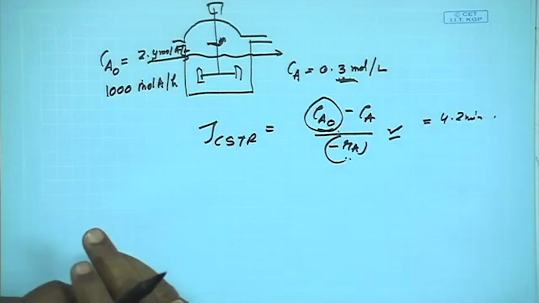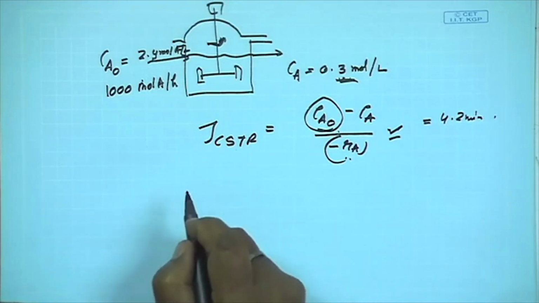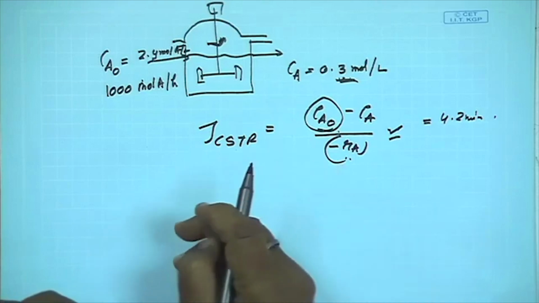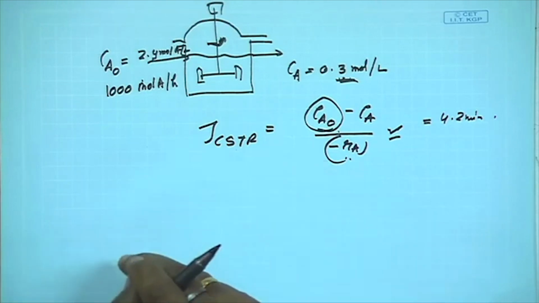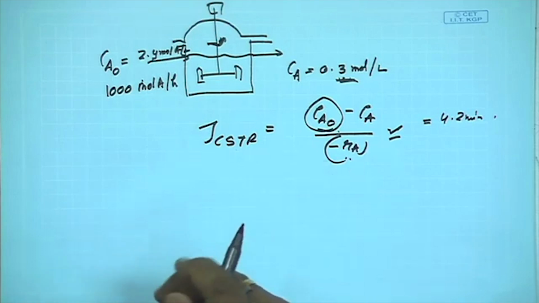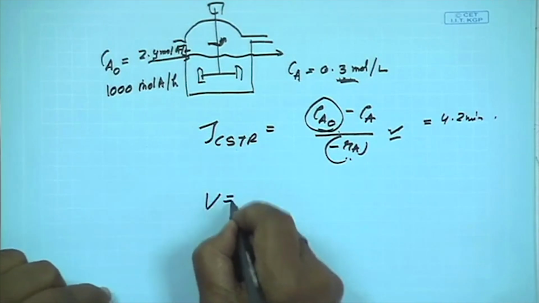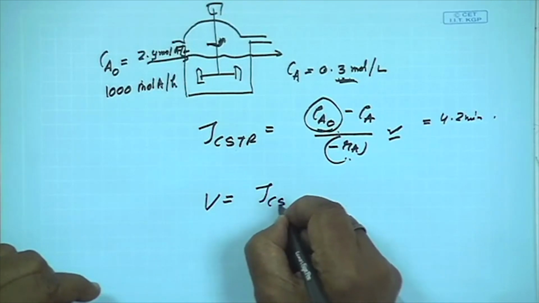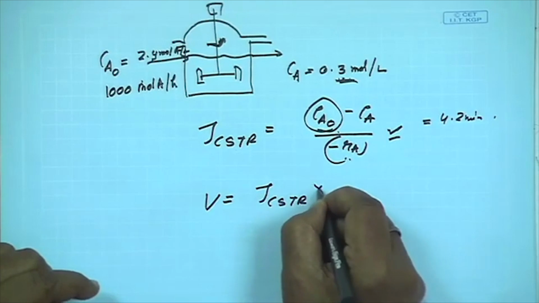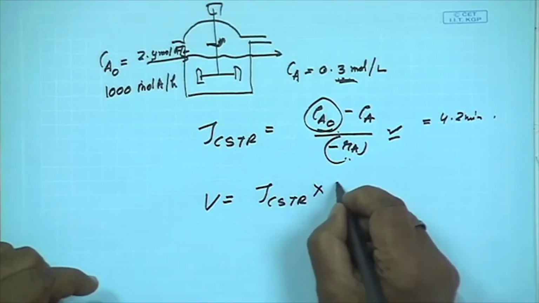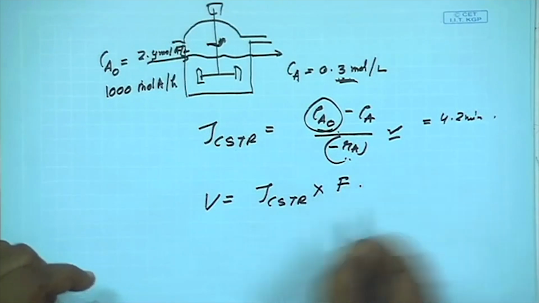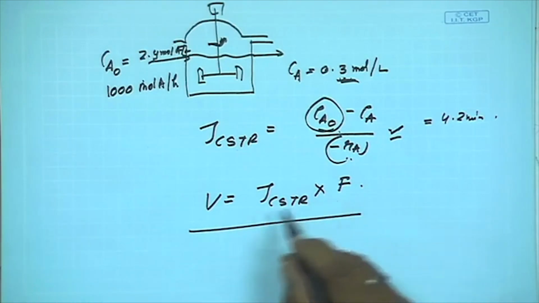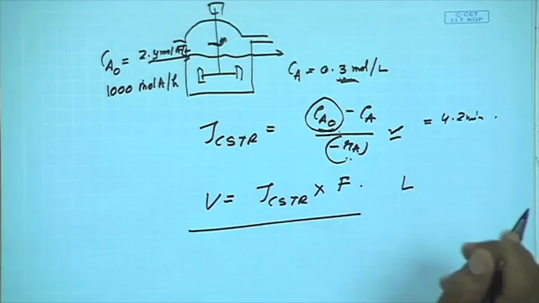Now, if you know that, then again if you want to find out the volume of the reactor, you can also calculate what the volume of the reactor should be. That also V will be equal to tau CSTR into flow rate. Am I right? The flow rate, we have already shown you how to calculate. So, you can find out, and this will come later.